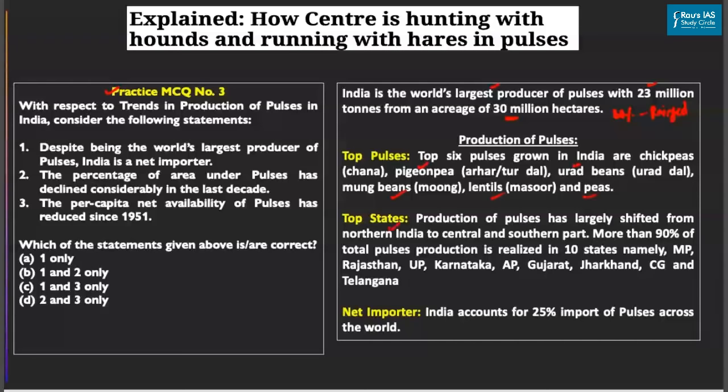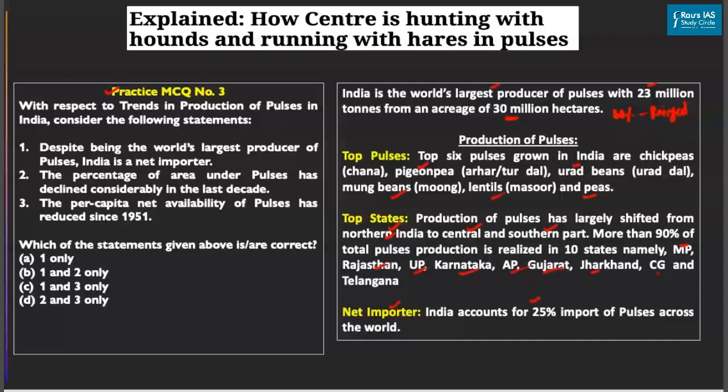As far as the states in which largest production of pulses takes place include states such as Madhya Pradesh, Rajasthan, UP, Karnataka, Andhra Pradesh, Gujarat, Jharkhand, Chhattisgarh, Telangana and so on, wherein these states alone account for almost 90% of the total pulses production. Apart from that, there has been change in the location as to where these pulses are basically grown. Earlier they were predominantly grown in the northern India, but now they are predominantly grown in the central and the southern part of India. In spite of the fact that India is largest producer of the pulses across the world, India is a net importer of pulses. On an annual basis, we are importing almost around 25% of our pulses requirements.